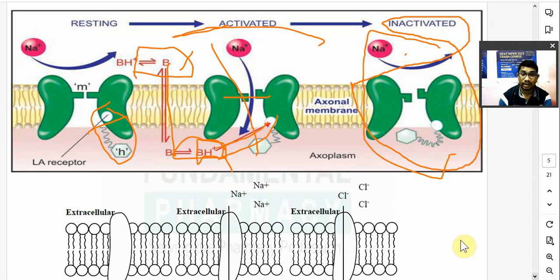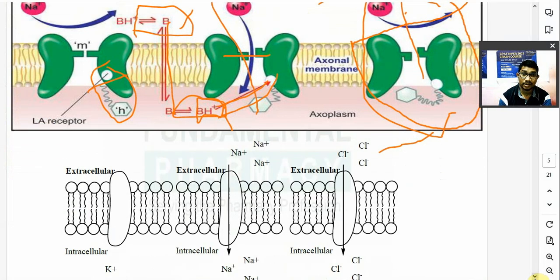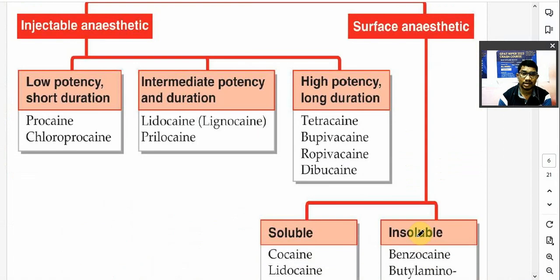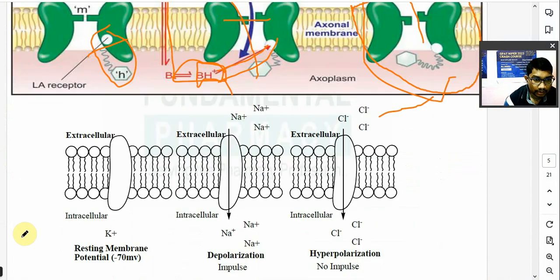Are you getting? Once it is stabilized and there is no more entry of sodium ions, the conduction of impulse slows, and the pain sensation and other sensations are abolished. Are you getting? समझ रहा है आपको? Okay, the same thing is given over here.